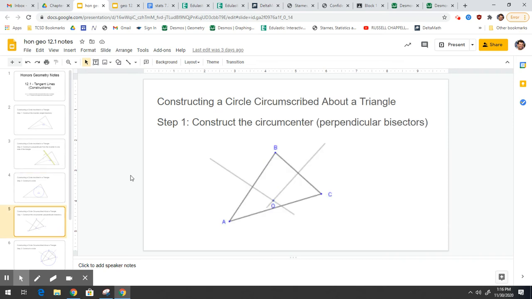All right, construction 2. How about the circle circumscribed about a triangle?